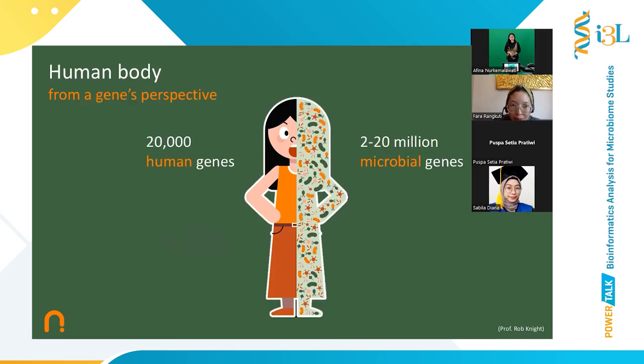If you look at it from the genes perspective, we have 20,000 human genes and between 2 to 20 million microbial genes. Again in percentage, that's about 1% human genes and about 99% of the genes in our body actually come from these microbes.